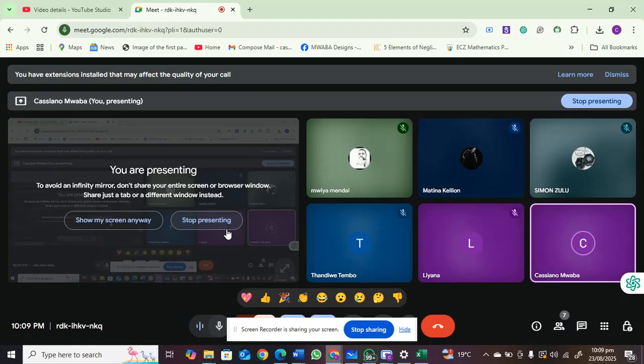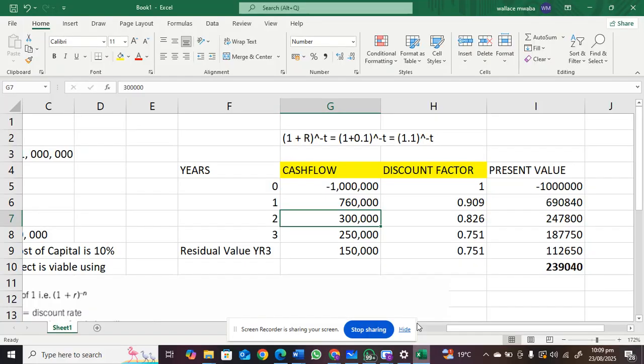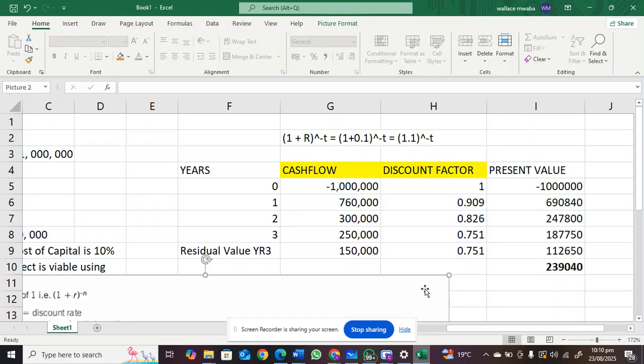So the internal rate of return is basically asking: what is our return from this investment? The return will be expressed as a percentage. Under the internal rate of return technique, it's just a continuation of the net present value technique.